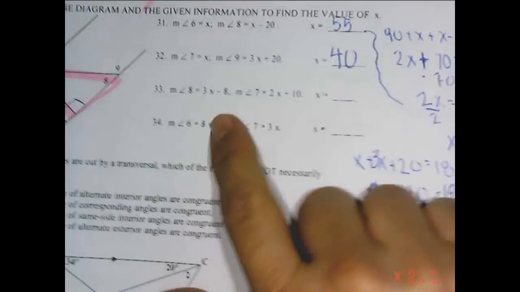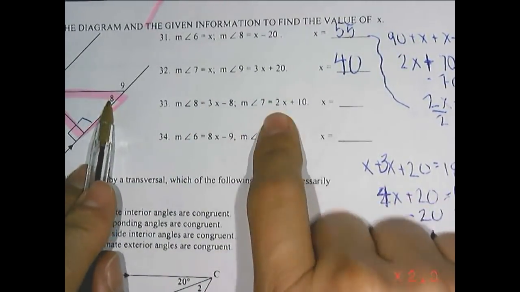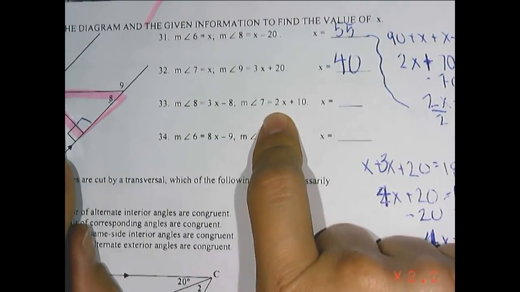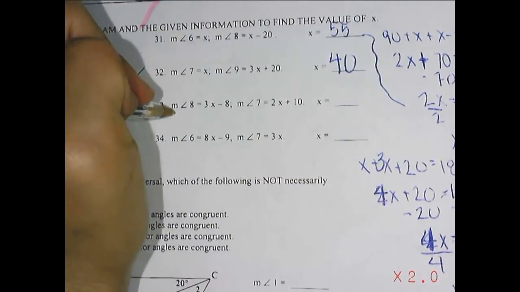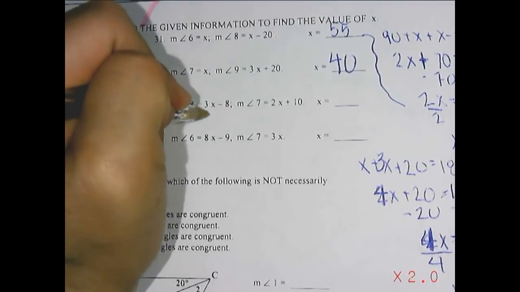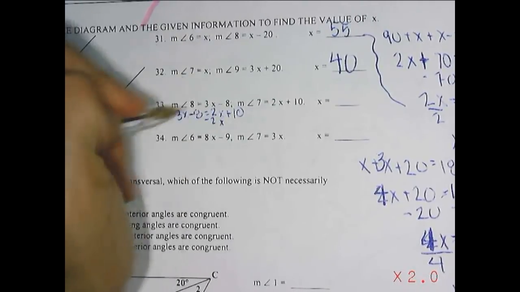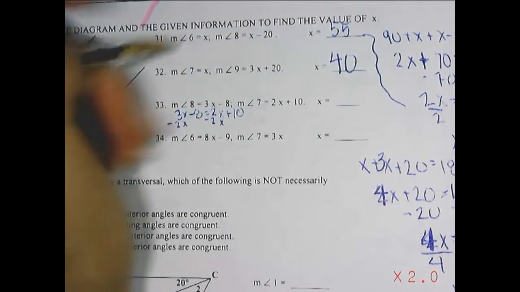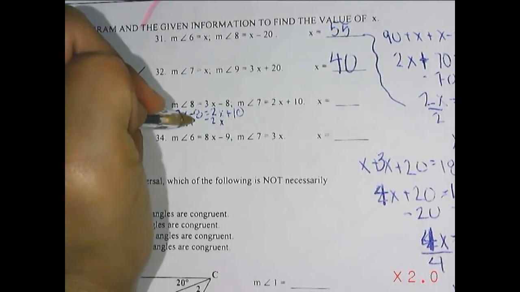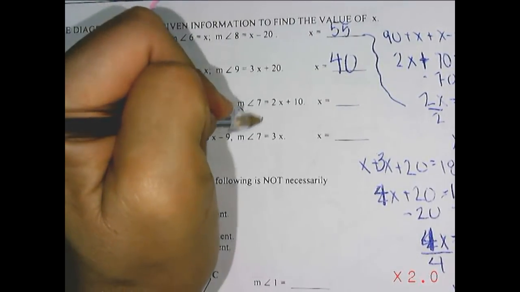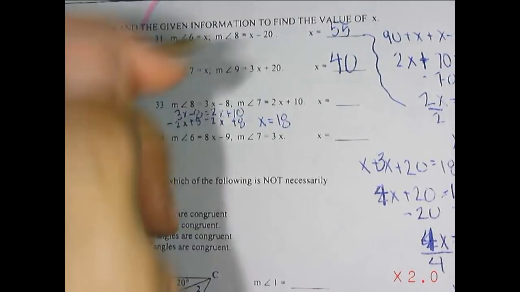Okay, for number 3, we're looking at 8 and 7. Well, these two are alternate interior angles, so I would set them equal to each other. I would do 3x minus 8 equals 2x plus 10. I would minus 2x, and I would minus 2x, and I would add 8 and add 8, and I would get x equals 18.